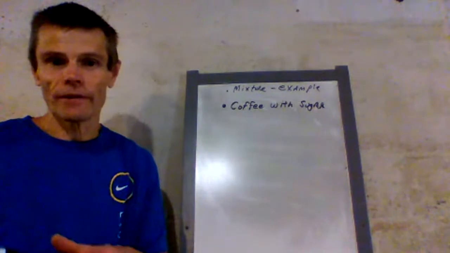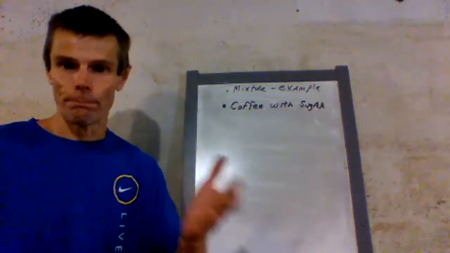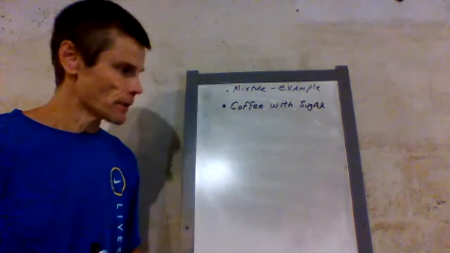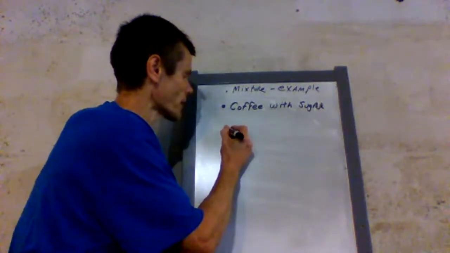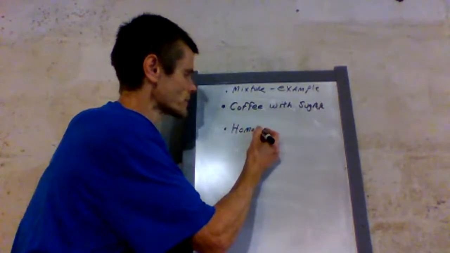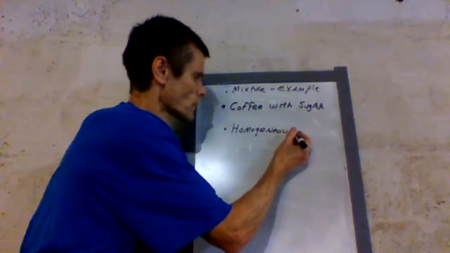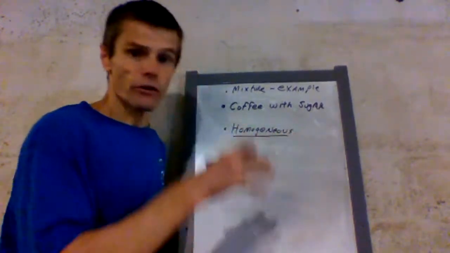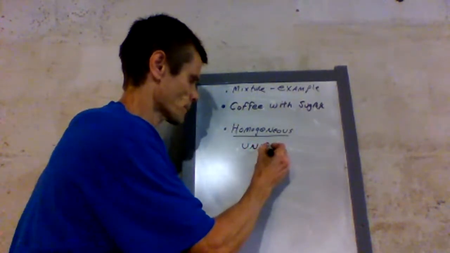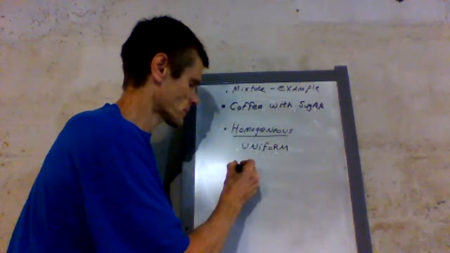Now, we can further classify mixtures. Remember, the more we classify something, the more uniquely we can identify it, the better we learn about it. We can classify mixtures as being either homogeneous. A homogeneous mixture is uniform throughout. Or heterogeneous.